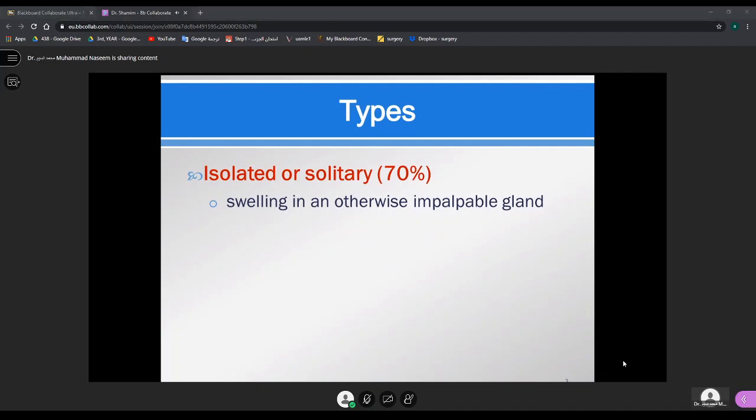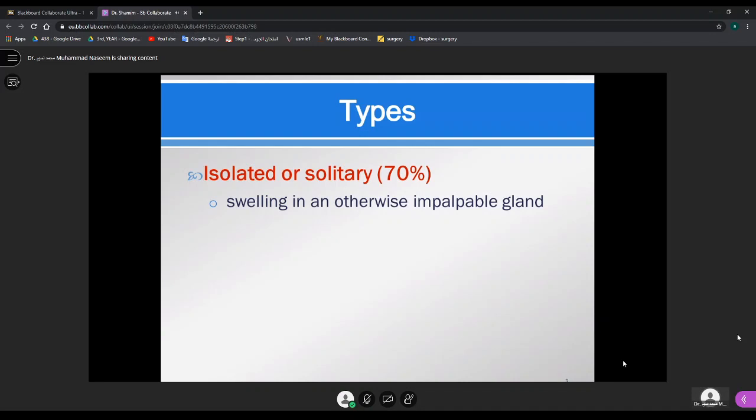Is my voice clear? Please tell me if my voice is clear or not. Yes, doctor, clear. Okay.